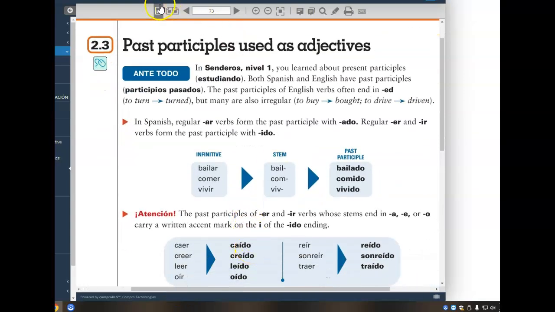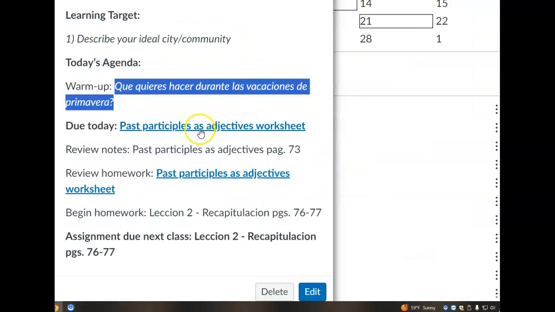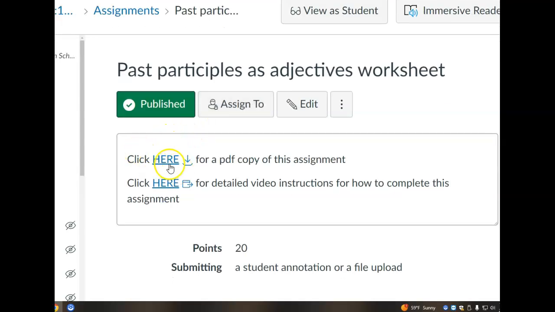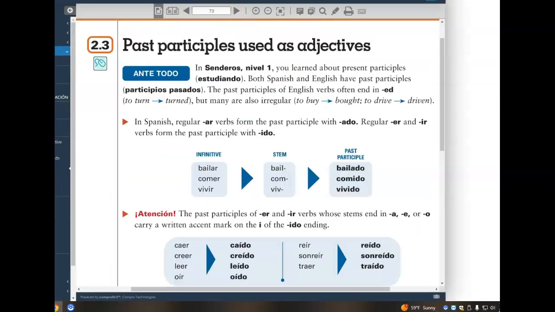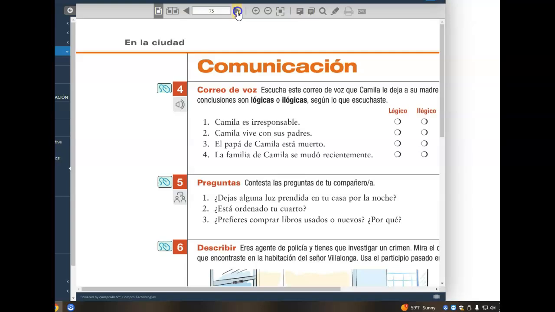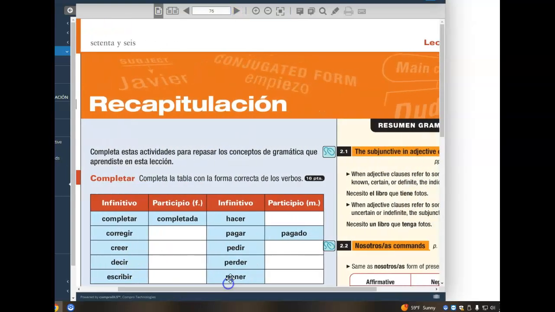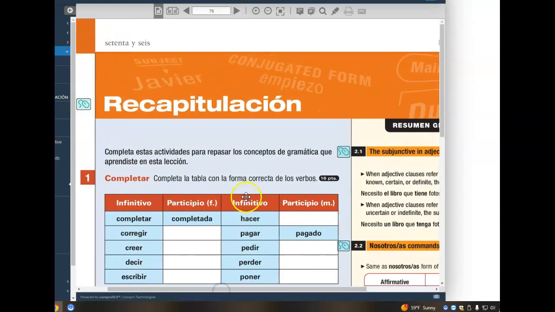Not going to go over the homework, as there's a video that's created for that. You can click on that assignment here, and then you have a copy of it, and then also detailed video instructions, so watch that for guidance on that homework, and then let's go ahead and begin the recapitulación, which is at the very end of the chapter on pages 76 and 77. All right. There are 5 parts that I'd like you to do.